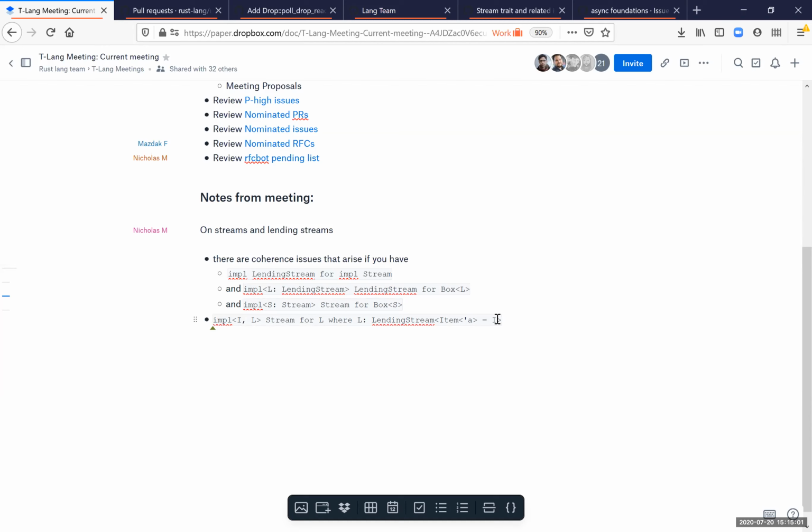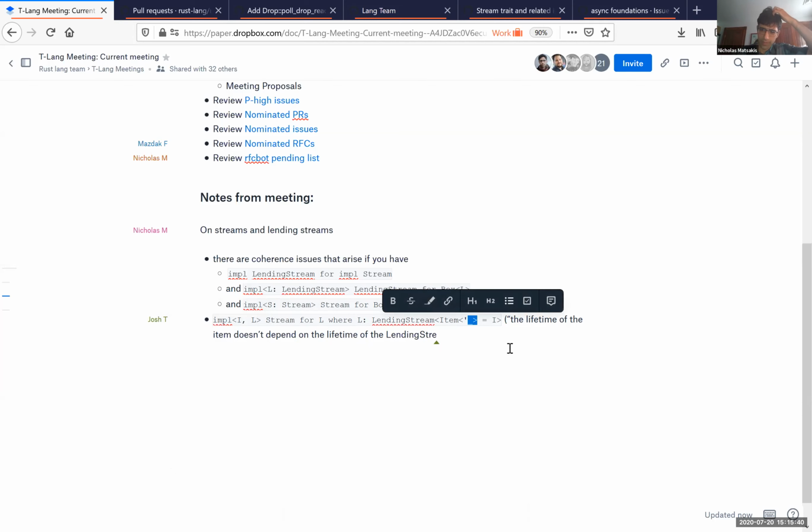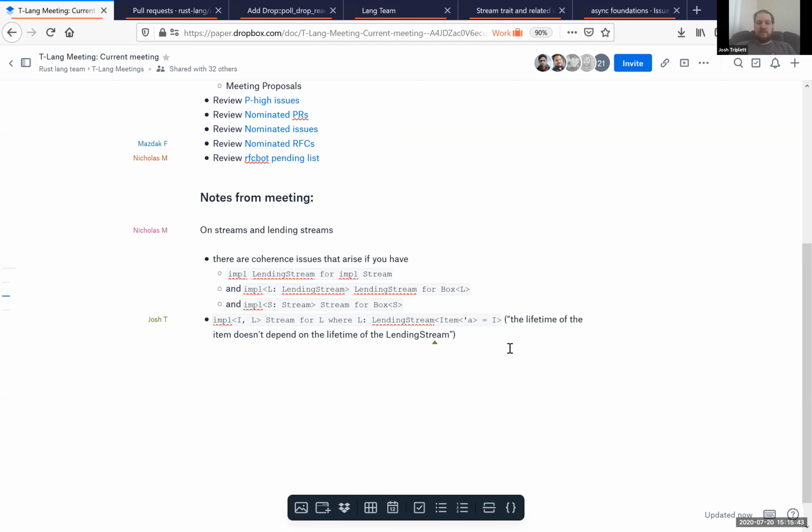And here what you're saying is, if L is a lending stream whose item, no matter what lifetime you give it, is always I, some type I, then this can be made into a stream. That's another way of saying the lifetime of the item does not depend on the lifetime of the lending stream. Yes, that's what it's saying, because it can't by construction, due to the way that scoping works. The type I has to be something you could type out here where this lifetime is not in scope, so it can't possibly reference that lifetime. Right, okay.